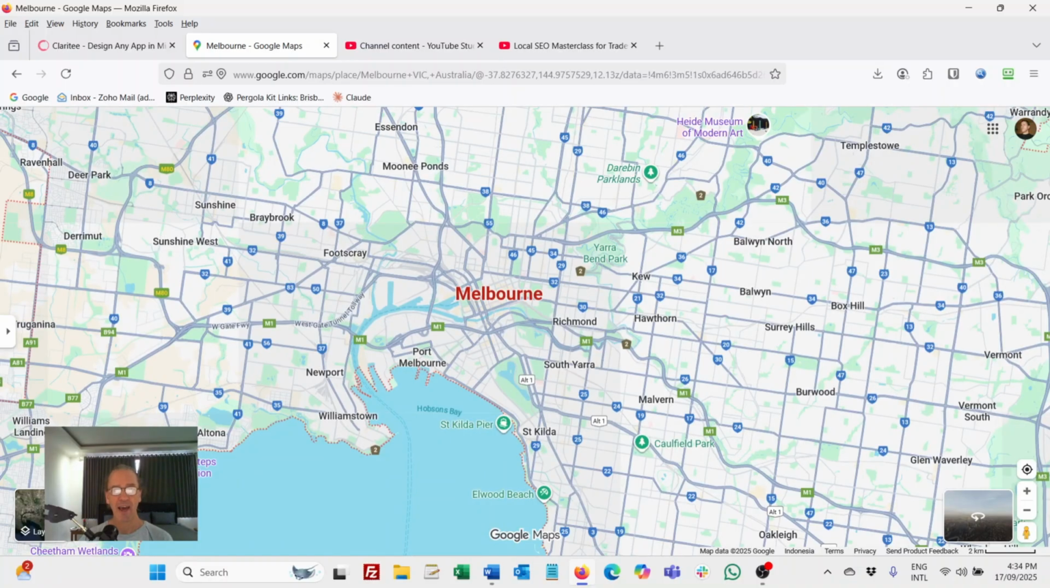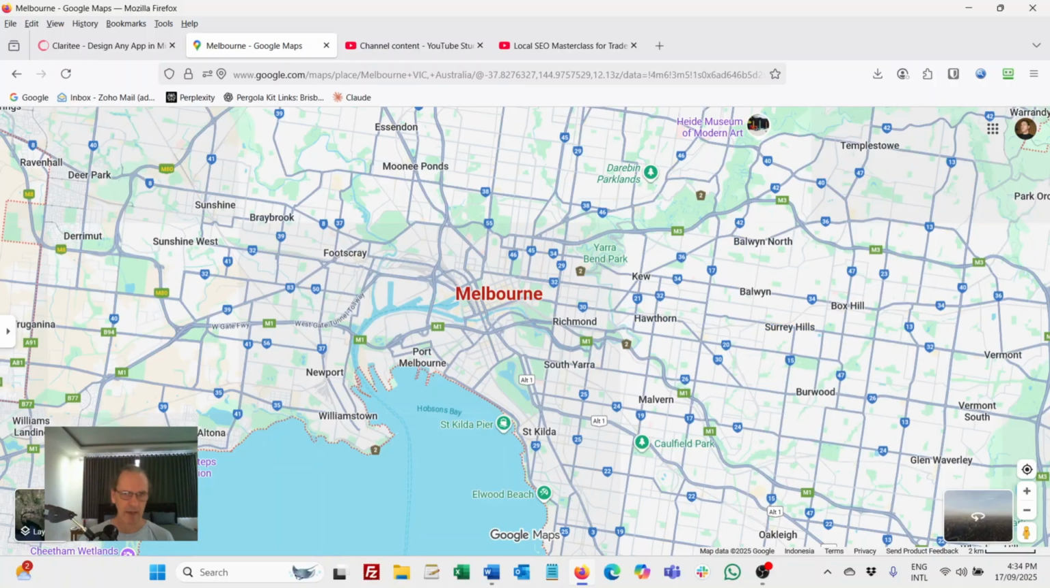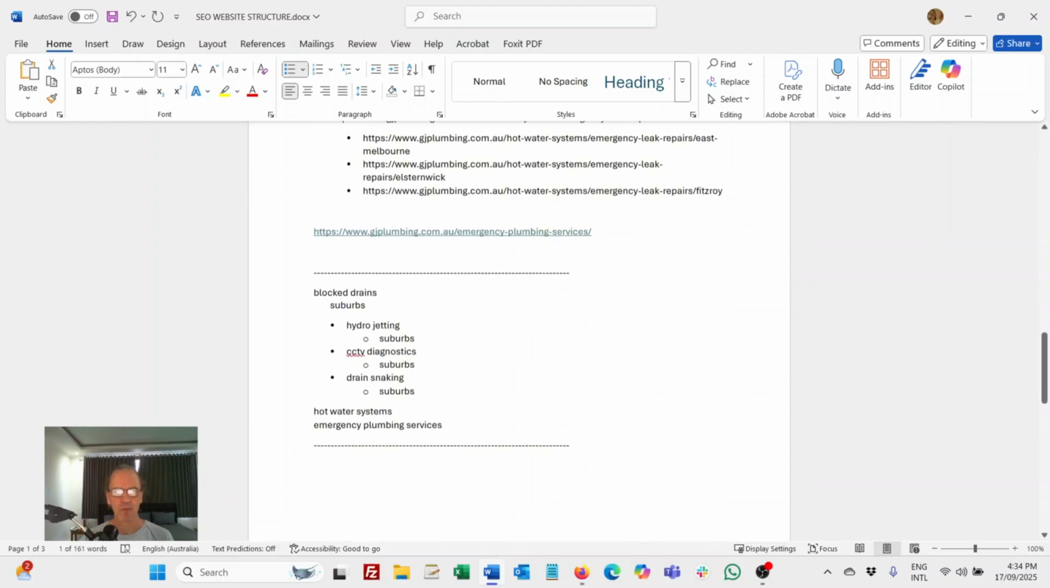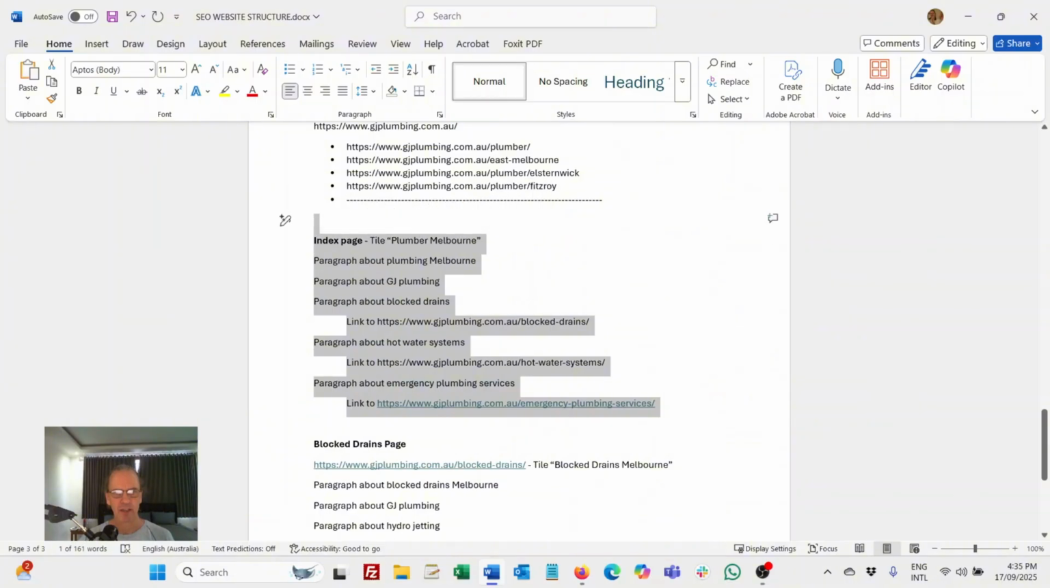And then of course you can add pages as you go along for different suburbs. You'd start off with that, rank for those suburbs, and then add Hawthorn, you could add South Yarra, you could add Balwyn, Braybrook, Footscray, and so on. So anyway, that's basically the outline of how you set up your pages. That's pretty much how you do it for most of your pages.